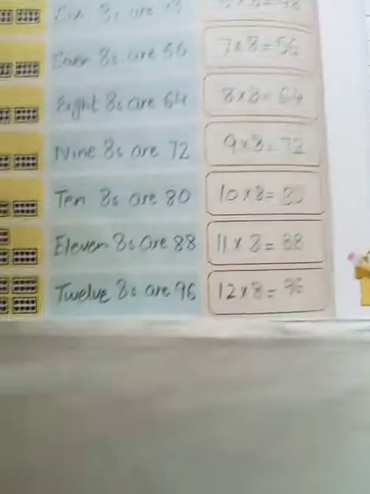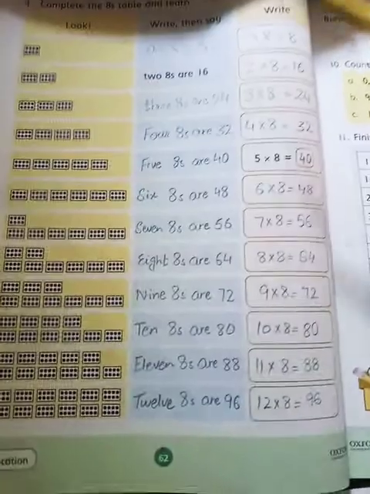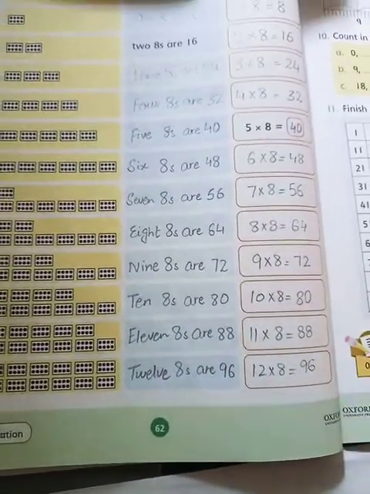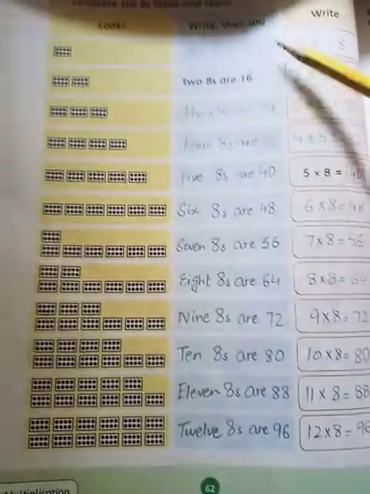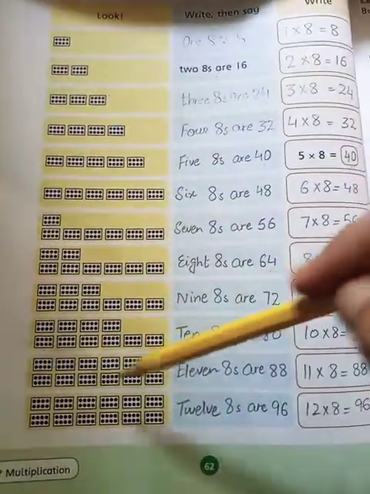Okay students, we have solved our page number 62 and look at this, we have completed our table of 8 till 12, and that can be carried forward so on. Okay students, you can make the table of any number by taking the sets and the dots.